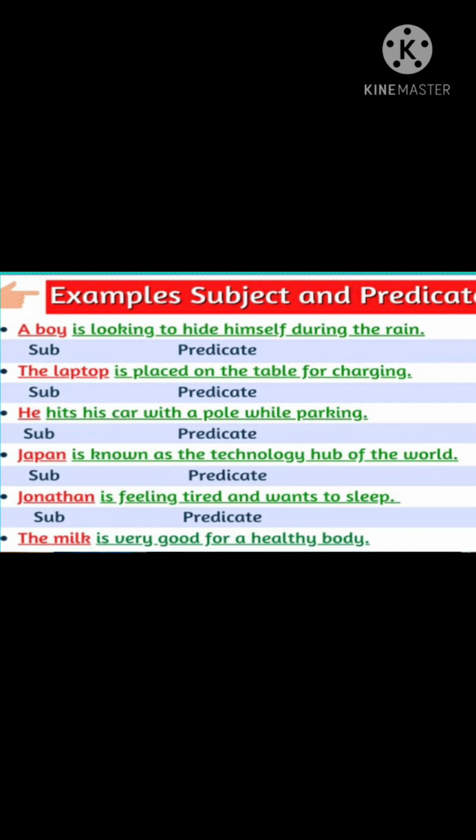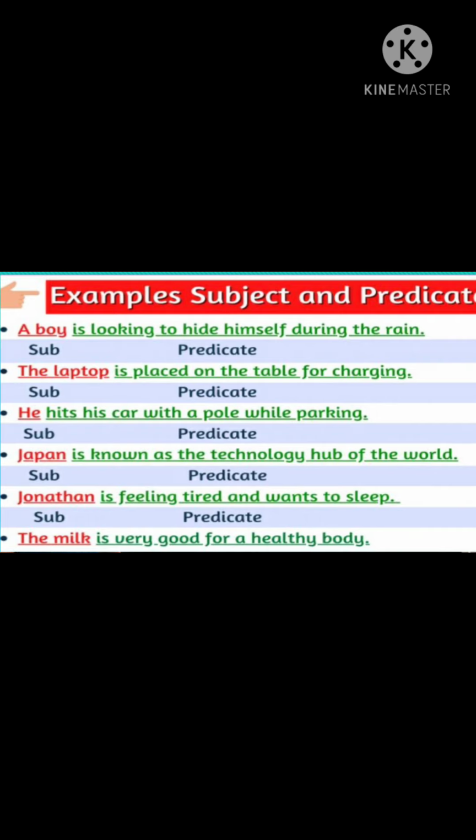Let us see the next example. The laptop is placed on the table for charging. What is placed on the table for charging? The laptop. So that will be the subject. And what is the predicate? The rest part of the sentence will be the predicate. What is that? Is placed on the table for charging. So that will be the predicate.